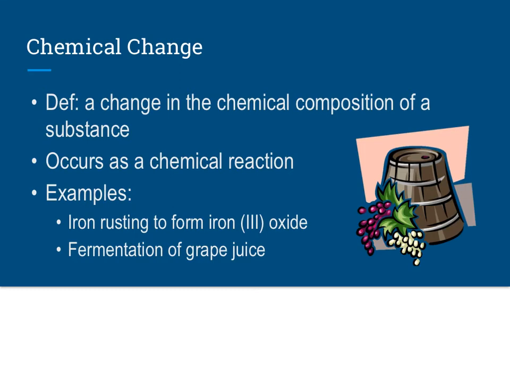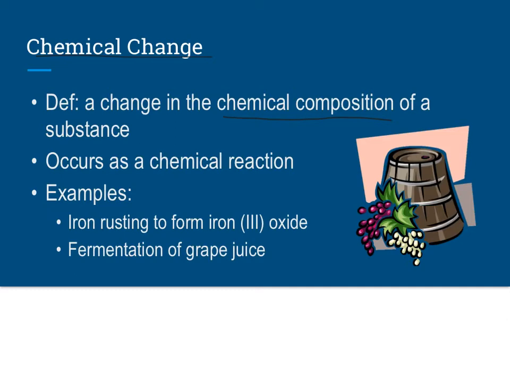On the other end of the spectrum, then, we have a chemical change. A chemical change is a change in the chemical composition of a substance. So in this case, we are altering that chemical composition or the chemical formula. Chemical changes occur as chemical reactions. So in the rest of this unit, when we get into balancing equations and writing reactions, predicting products, everything we are doing are examples of these chemical changes.